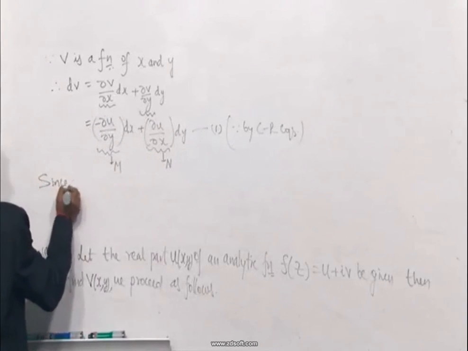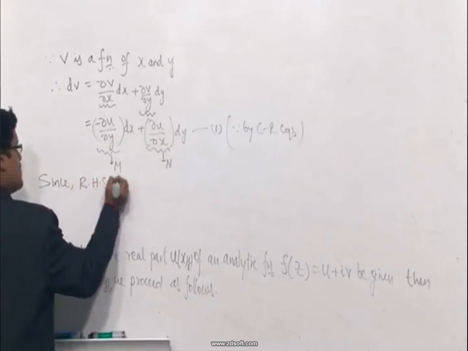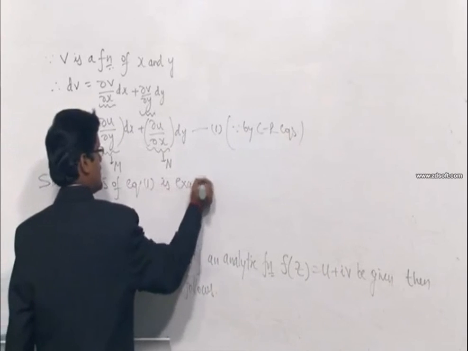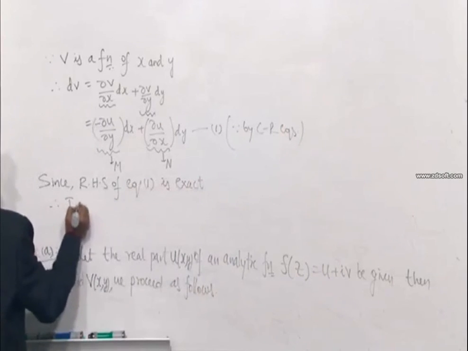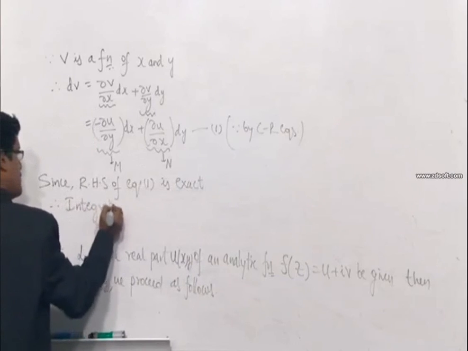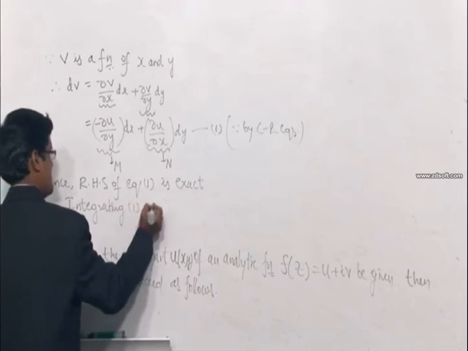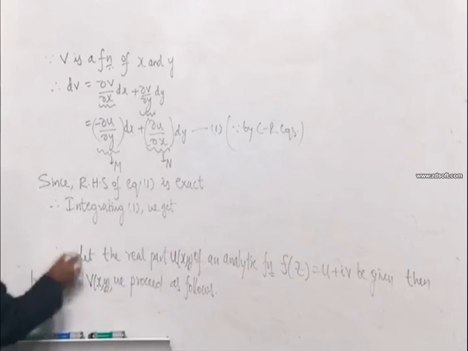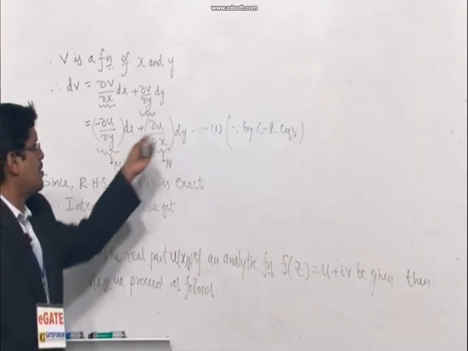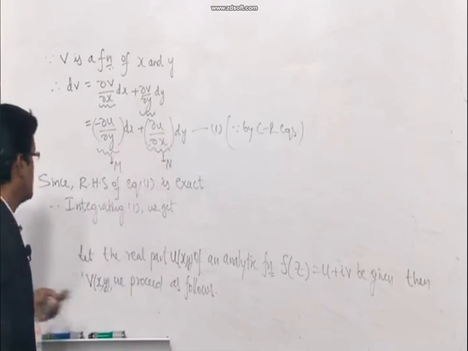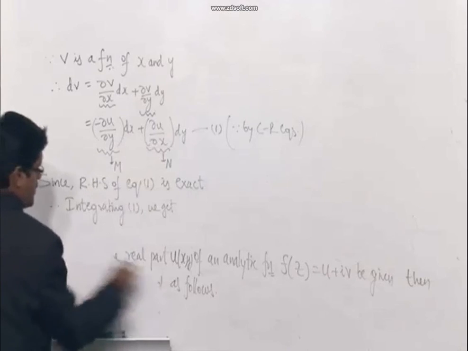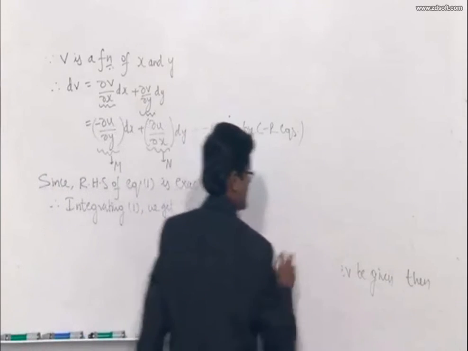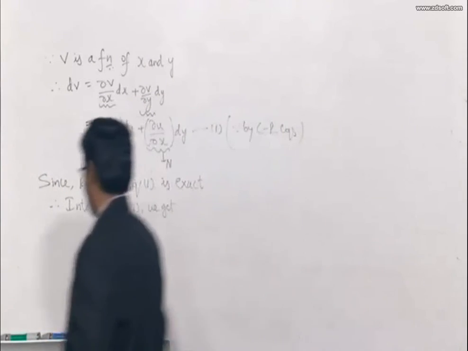Since the RHS of equation 1 is exact, therefore integrating equation 1 we get the result. You will understand why it is exact when we do problems. Actually it is a proof. I will show you in the problems how the RHS is exact.